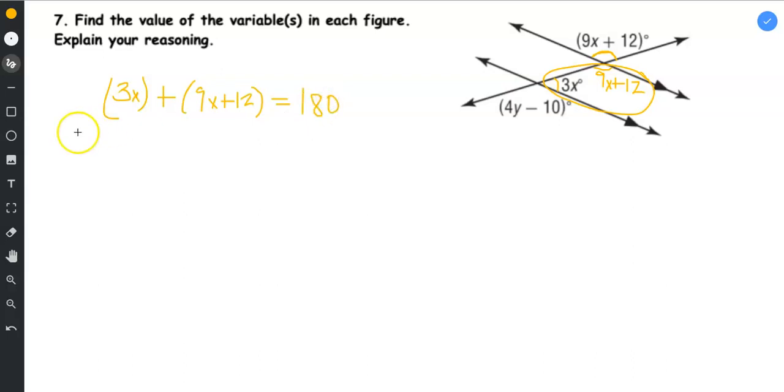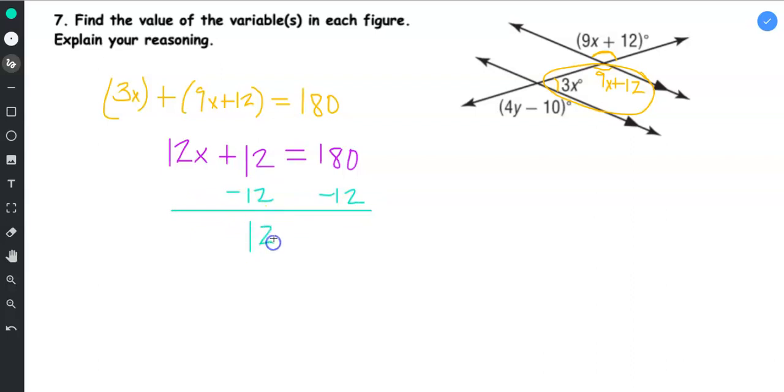They're supplementary. From here we combine like terms. 3x and 9x make 12x. We carry down the adding 12, and then we carry down the 180 and the equal sign. From here we have a two-step equation. So I subtract 12 from each side, and I get 12x is equal to, well, let's see, I'm going to borrow from the 8 and make it a 7, make that a 10. 10 minus 2 is 8, 7 minus 1 is 6, I get 168.